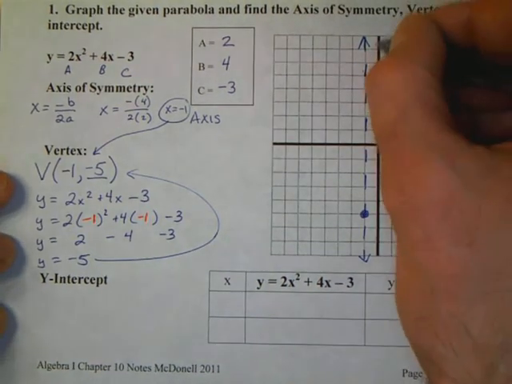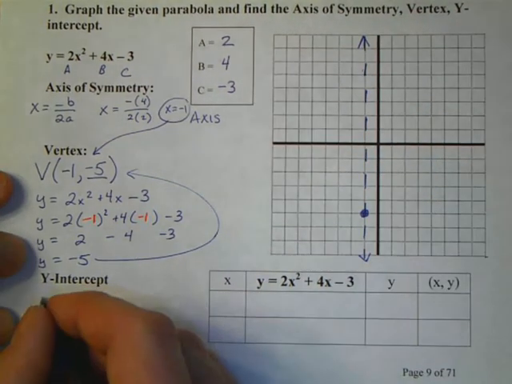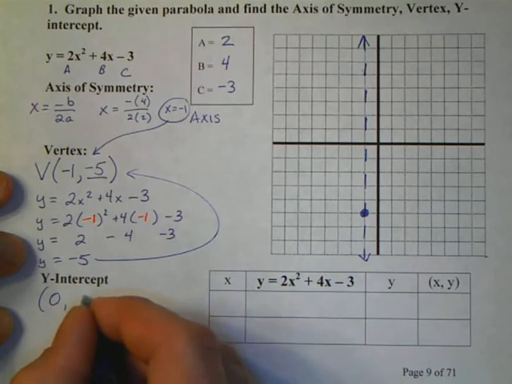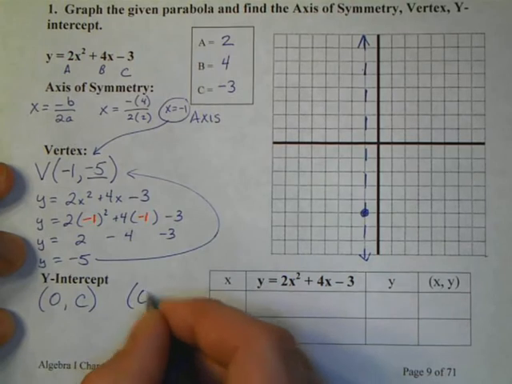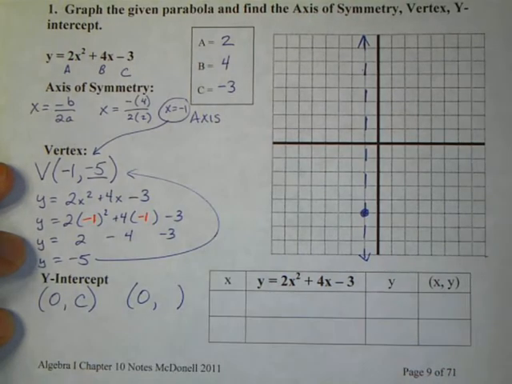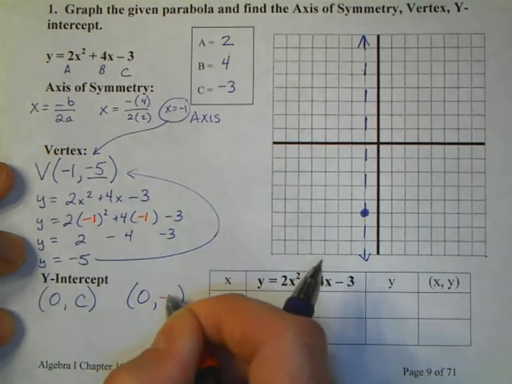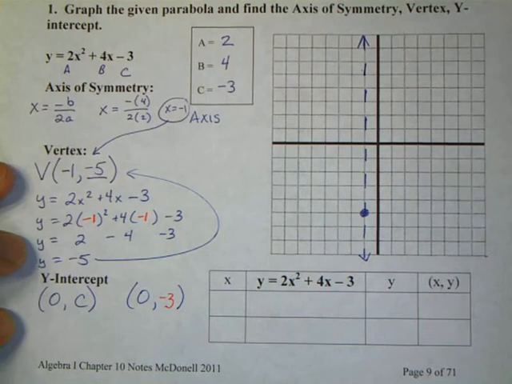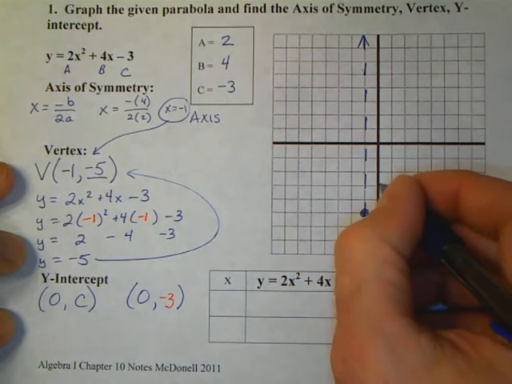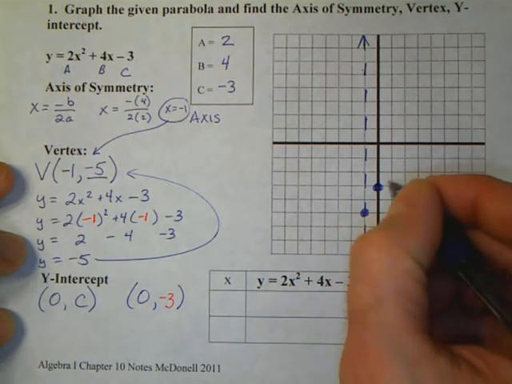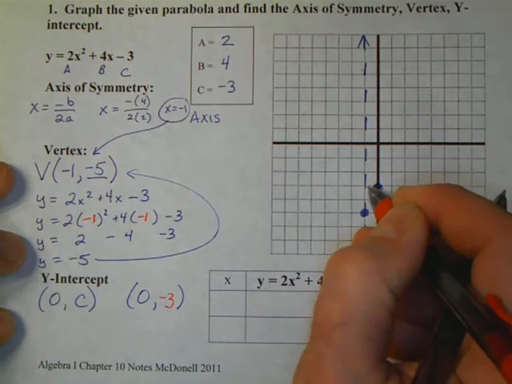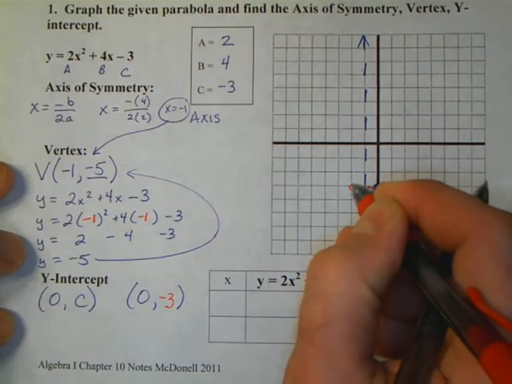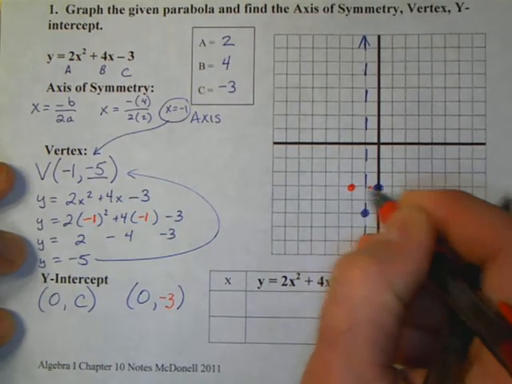I now need to get a second point on the graph. The second point on the graph that's very easy to get would be the y-intercept. The y-intercept is where x equals 0. Well, if x equals 0, as you look up at the top, you'll see the equation for the y-intercept is 0, comma, c. So, we have the point 0, comma, what? Well, in our case, it's negative 3. So I'm going to plot the point 0, negative 3 on my graph.